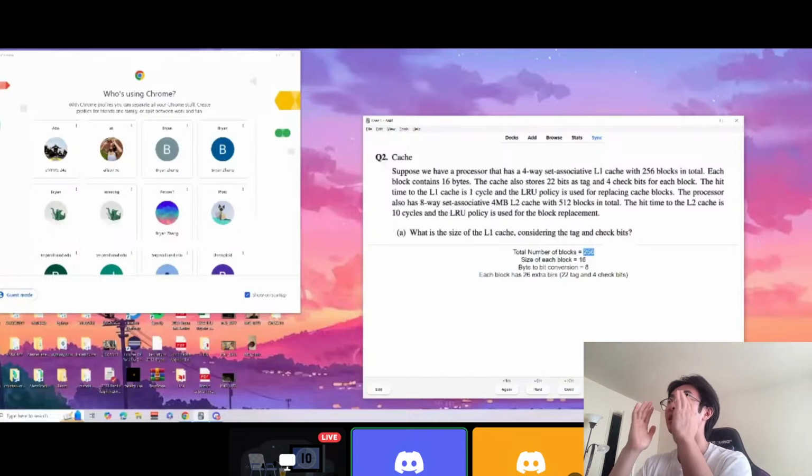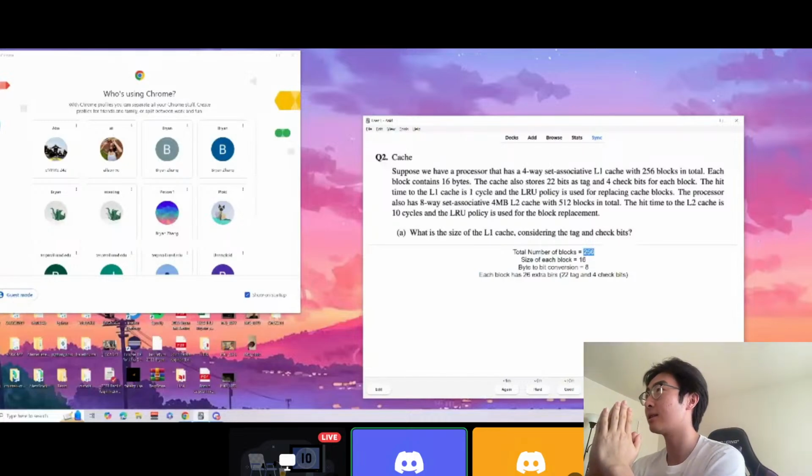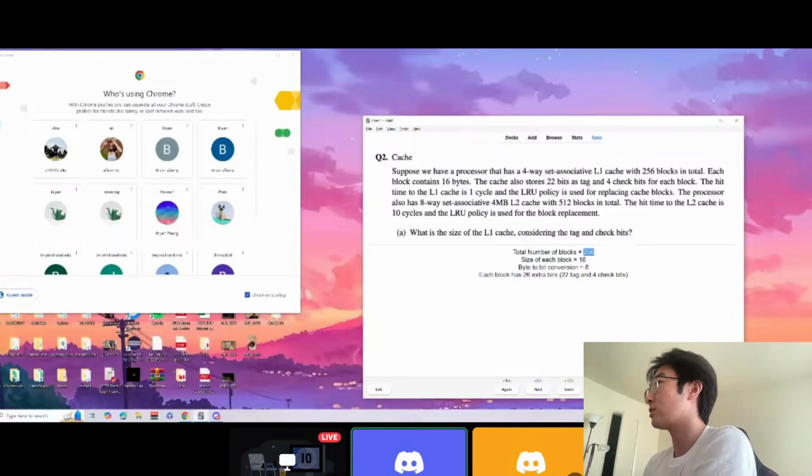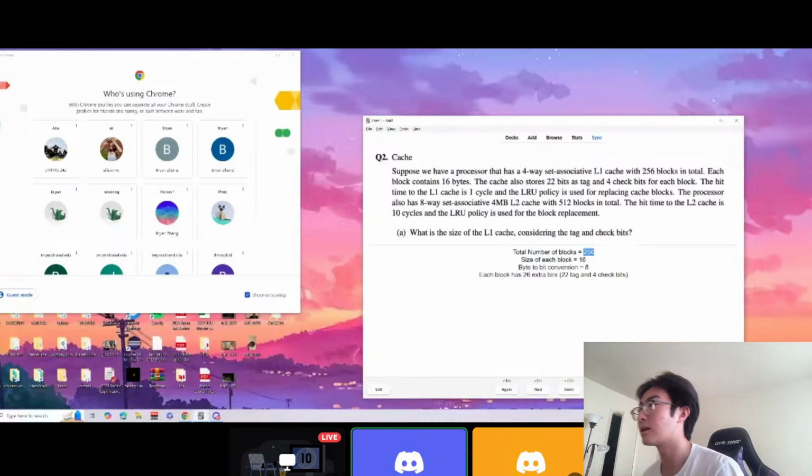Okay, so determine the bit size of a memory address in hex. I think each hex digit represents 4 bits. So you just take the number of hex digits. There's 6 here, and you multiply that by 4, so that gives you 24 bits. Okay. So this is the mean time to failure.